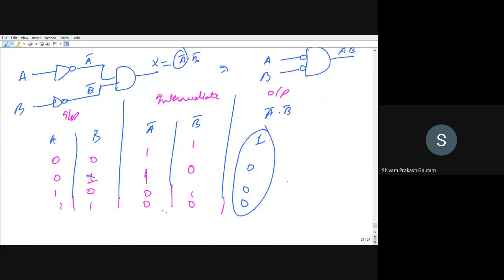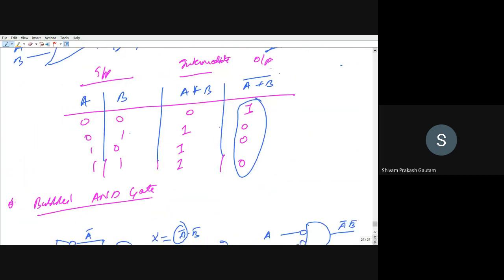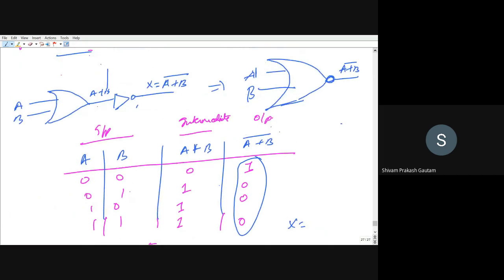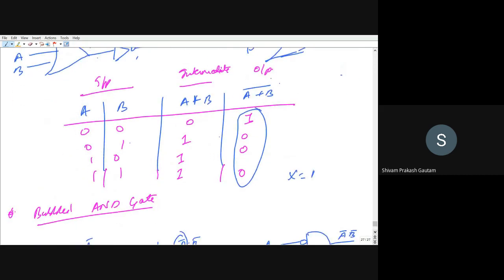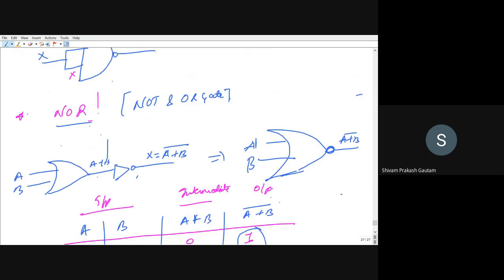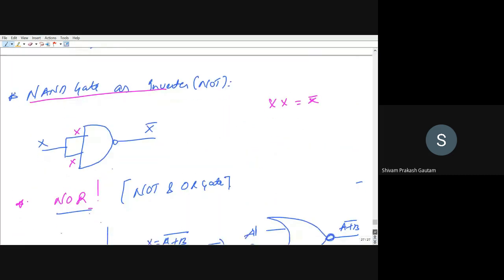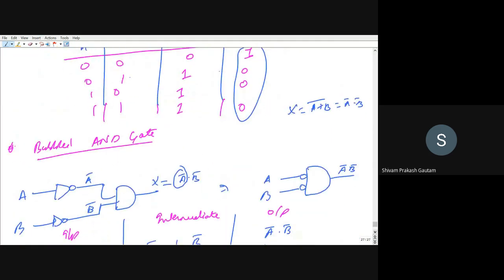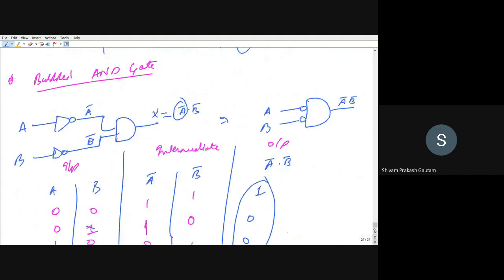So if I say here X at the bubbled OR gate, what is the output? You can see A plus B whole bar. So A plus B whole bar can be equal to A bar dot B bar, right? So this is A bar dot B bar, that is the bubbled AND gate.